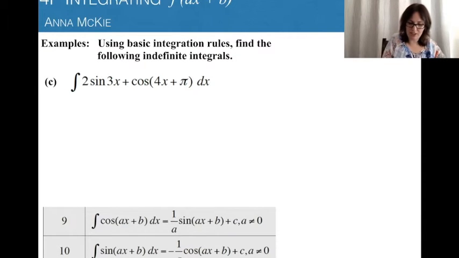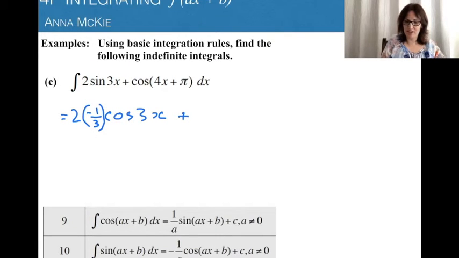Let's do it one step at a time. So the sine function is going to integrate to a cos, obviously with the negative there. The 2 is going to stay, and I'm going to put the negative with the 1 on the a factor here, so that's 1 on 3. And then the next part here is the cos function. So cos is going to integrate to a sine function.